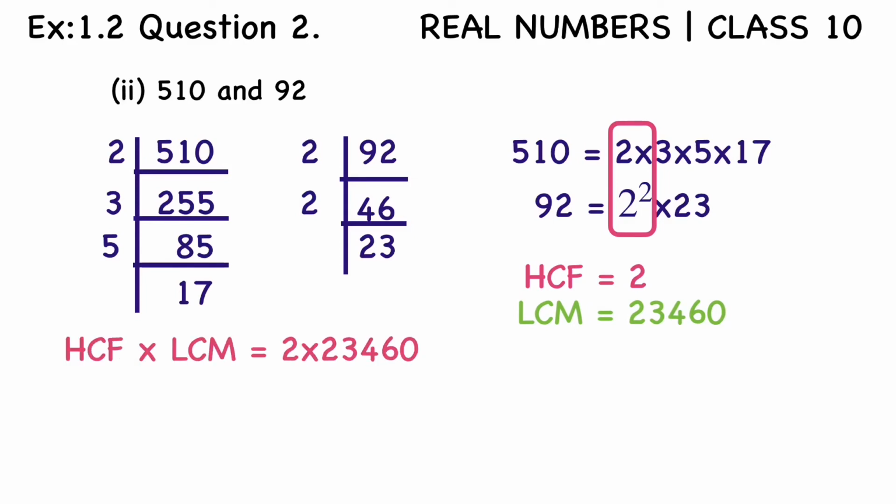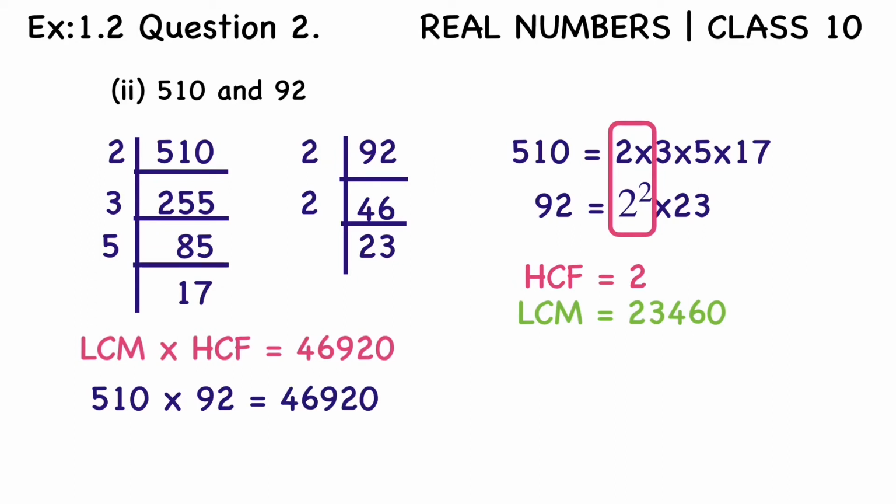Now multiply LCM with HCF. We have 23460 into 2. Now multiplying by 2 you get 46920. Now multiply 510 into 92. You will get the same answer. You can multiply 51 into 92 with the trick given in the description box below. So we have LCM into HCF is equal to 510 into 92. So let's move to the next question.